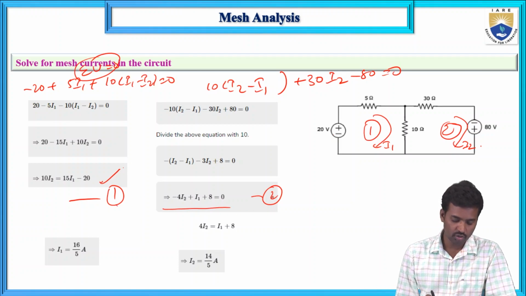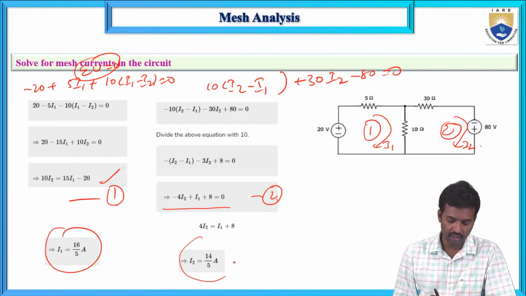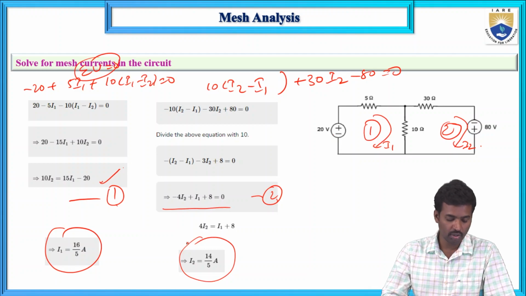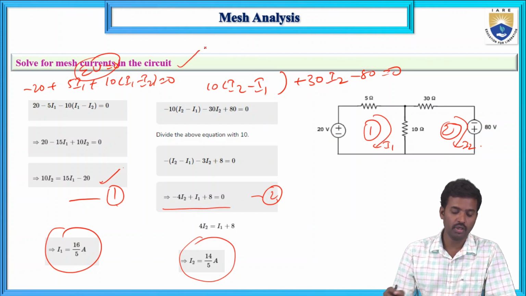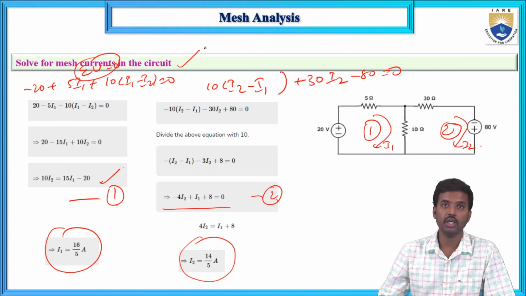Solve these two equations, 1 and 2, and you will get I1 and I2. I1 equals 16 by 5 amperes and I2 equals 14 by 5 amperes. These two are the mesh currents.